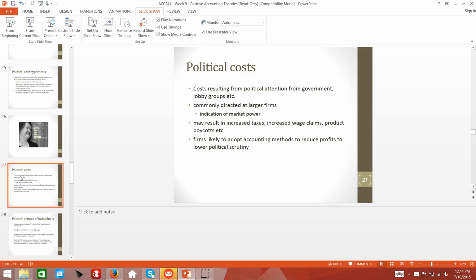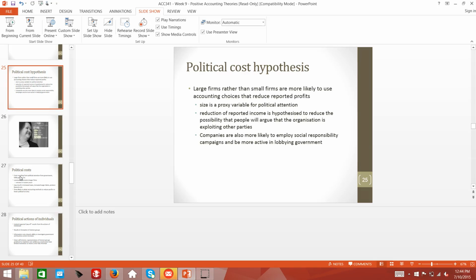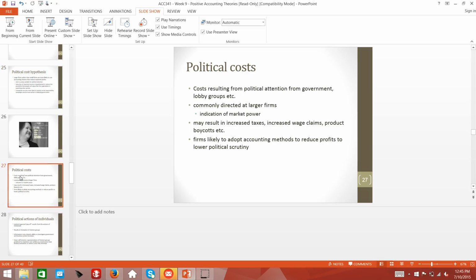Another example we can see of political costs, or this assumption of size being a proxy variable for political attention, is the Shell article that I think I brought to your attention a little while back. Shell made $60 billion over 3 years and paid not a cent in Australian company tax. They had a sophisticated transfer pricing scheme, which meant that most of their profits were made by an offshore Singaporean company, and the Australian government didn't receive any taxation. What happened? We've now got a Senate inquiry. What could potentially happen from that? Increased taxes, a change in regulation, more public and political scrutiny on that firm. What's that firm likely to do? Adopt accounting methods to reduce profits, potentially to lower political scrutiny.